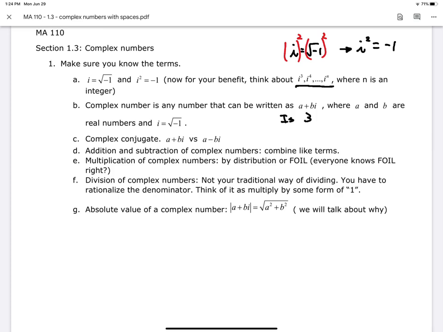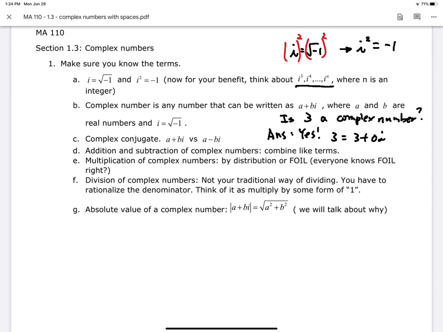Is 3 a complex number? The answer is yes, because 3 equals 3 plus 0i. So in this case, 3 can be written as 3 plus 0i.